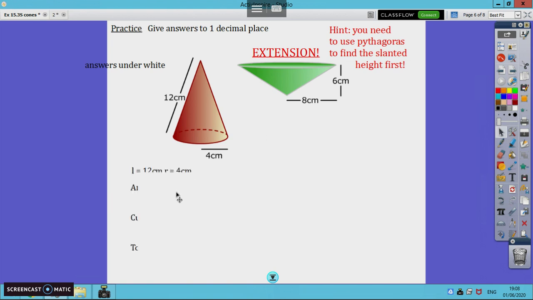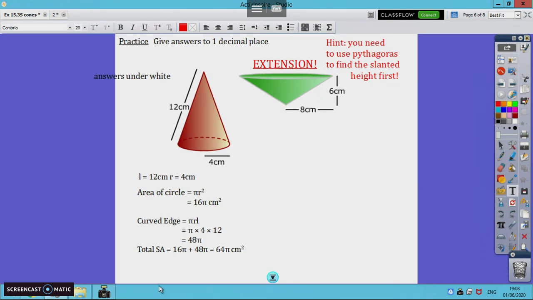Here I'm going to reveal the answers. So here we've got your slanted length is 12 and your radius is 4. You add those together and you get 64 pi centimetres squared, which if I do to 1 decimal place is 201.1. Okay, 201.1 centimetres squared. Let me just write that in. 201.1 centimetres squared to 1 decimal place. Let's have a look at the other one.